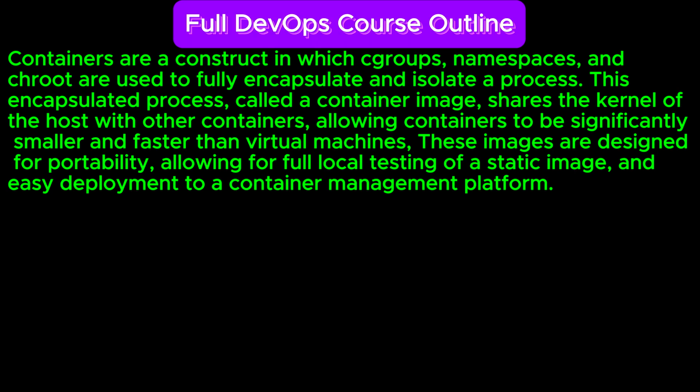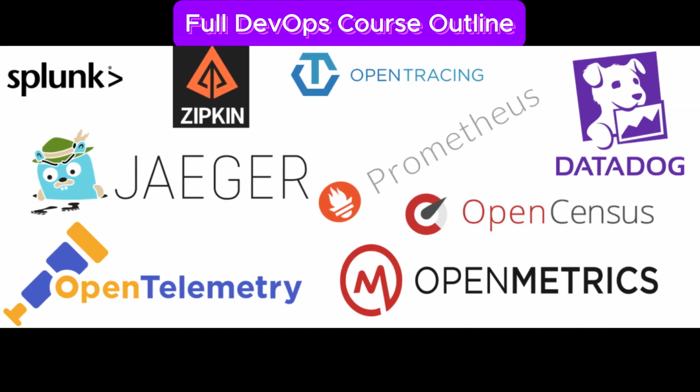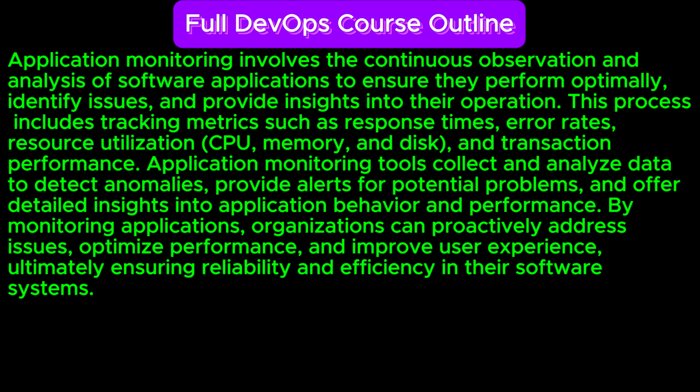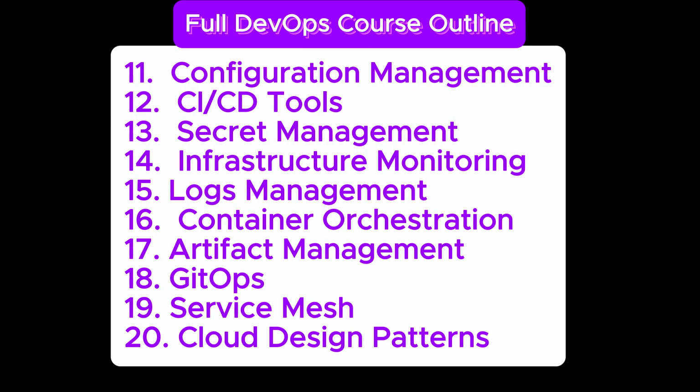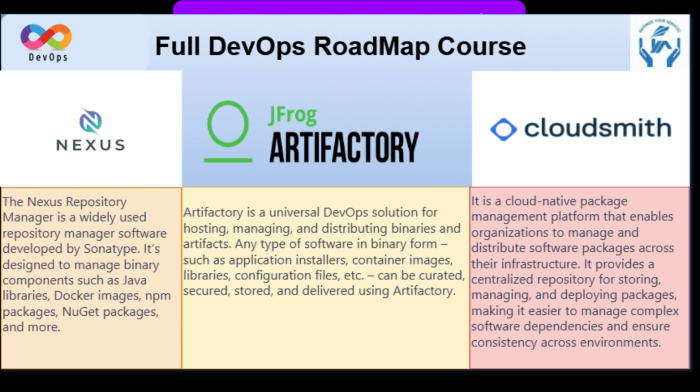And then we have application monitoring. You must be able to work with application monitoring tools like Jaeger, New Relic, Datadog, Prometheus, OpenTelemetry. So in this course, we'll be using Prometheus. Okay. Then you must have understanding and basic knowledge of artifact management, like Artifactory, Nexus, Cloudsmith. So we will cover and work on Nexus or Artifactory in this course.